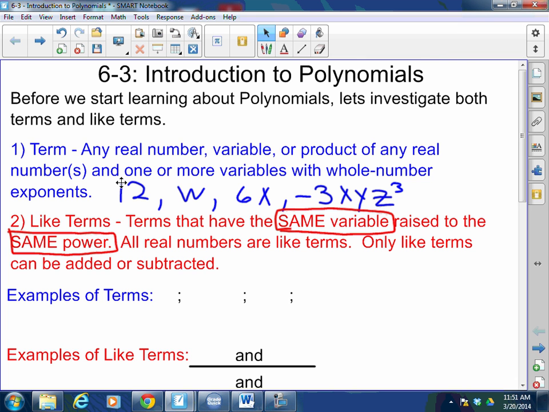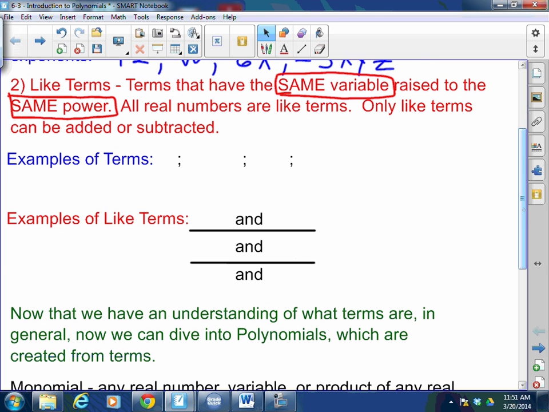Let's look at some examples of terms and of like terms. Again, some examples of terms. 5, that's a number, that's a term. 3x squared y cubed, those are numbers and variables being multiplied together. That's one term. 2x, that's a number and a variable being multiplied together. That's one term. 4xw, that's a number and variables being multiplied together. Okay? Now, a couple things.